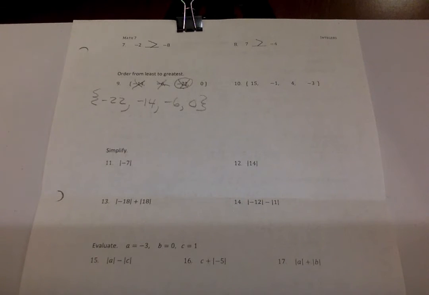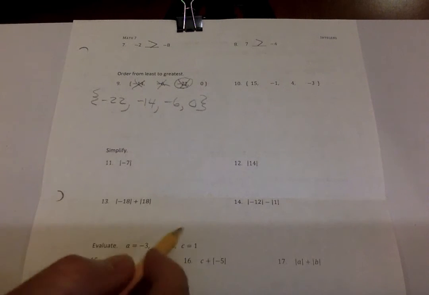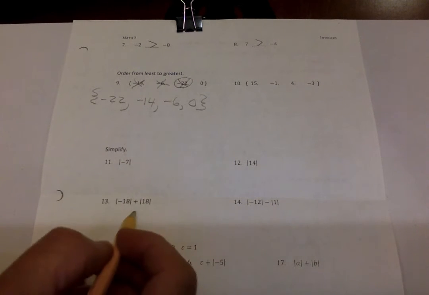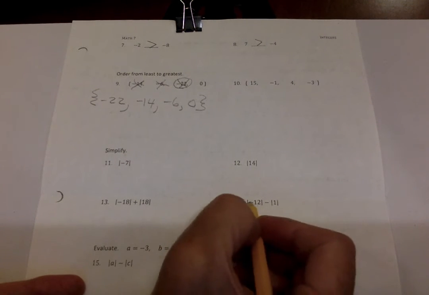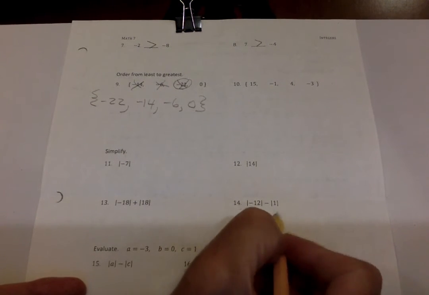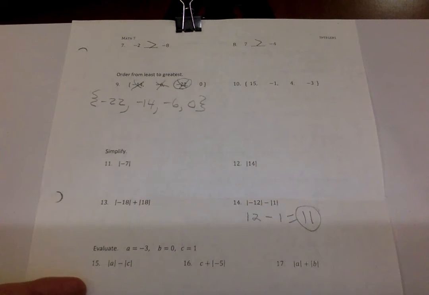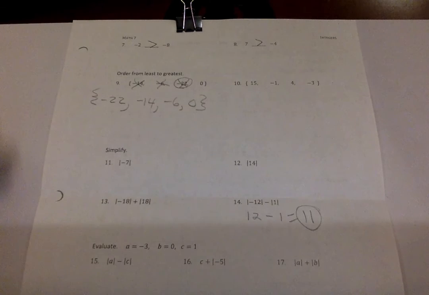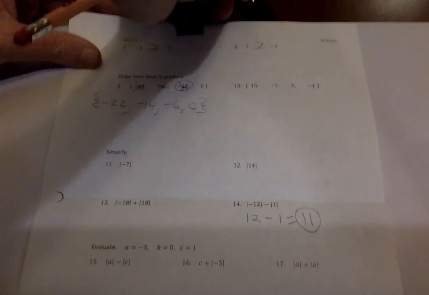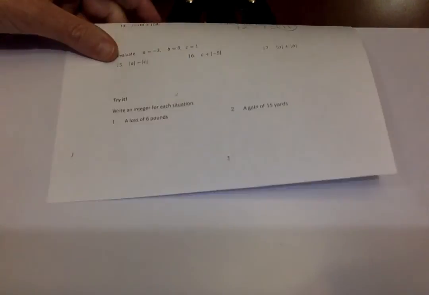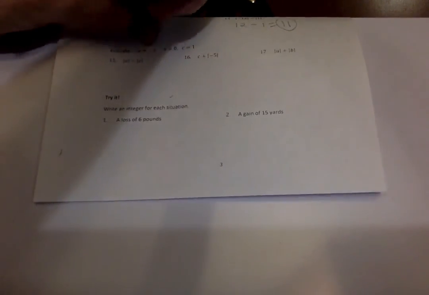Now we're going to simplify. Let's do number 14. Negative 12, absolute value is 12, minus 1, absolute value is 1, equals 11. And we're done. Okay. Now we're going to do a couple more close to the bottom. And then I'll let you work on your own after this. I'm almost done. I know it's too long. This video is too long, but I'll try and hurry it up here.